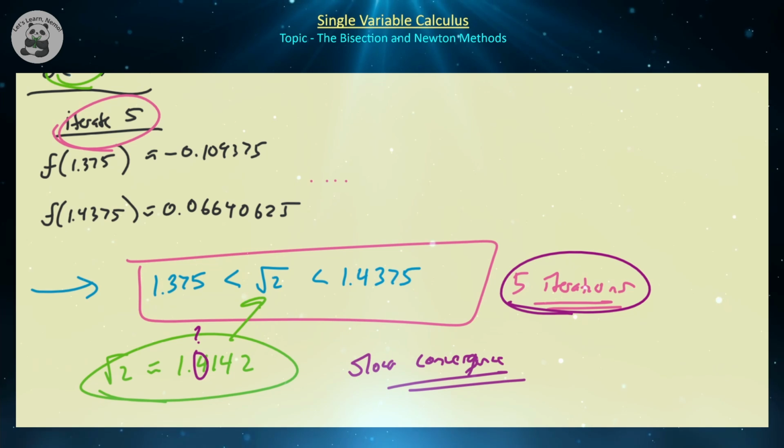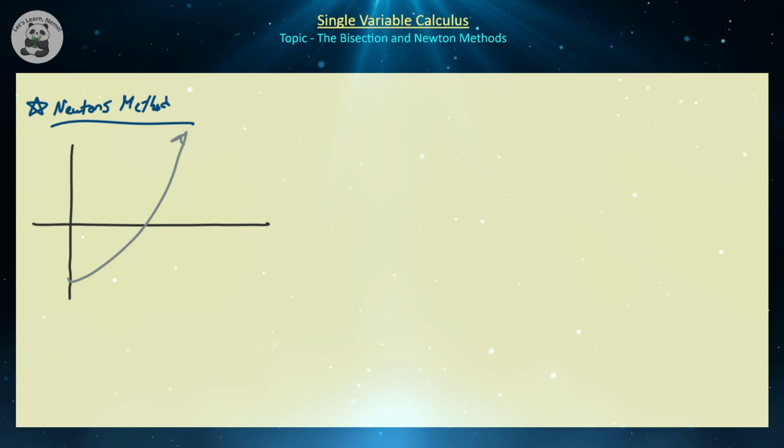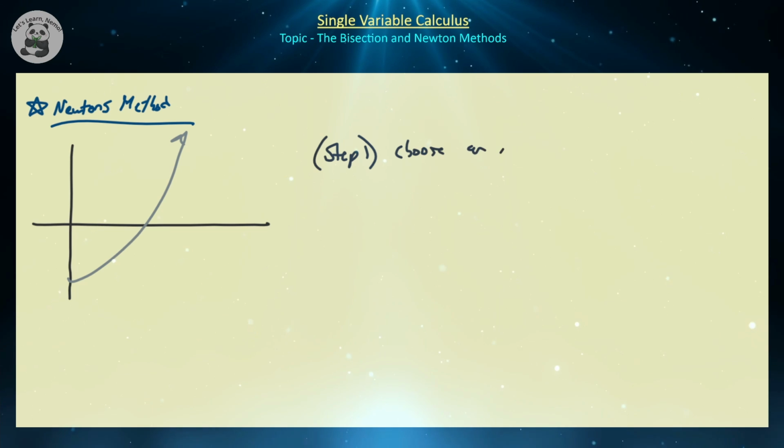So question, can we do better than this? And Newton's method does just that. So although the bisection method definitely will converge eventually, the convergence rate is really slow. So now we introduce Newton's method, which is a lot better than the bisection method in terms of convergence speed, but it requires you to know a little bit of calculus. So Newton's method starts off with step 1, which says we need to choose an initial guess. Sort of like the bisection method requires us to choose an initial interval for which the intermediate value theorem makes sense.